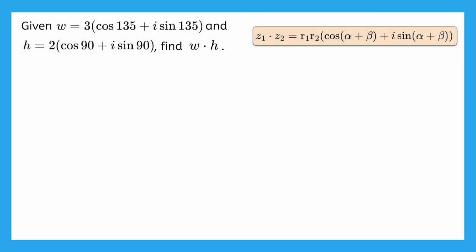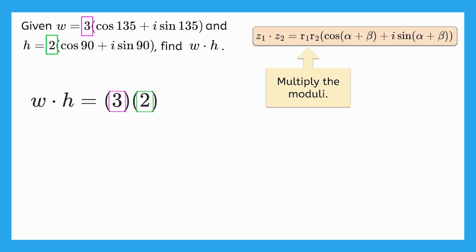Given two complex numbers in polar form, w and h, find their product. Pause the video if you'd like to try this on your own. Otherwise, keep watching to follow along with me. To find the product, the shortcut says to multiply the moduli. And then we add the angles.